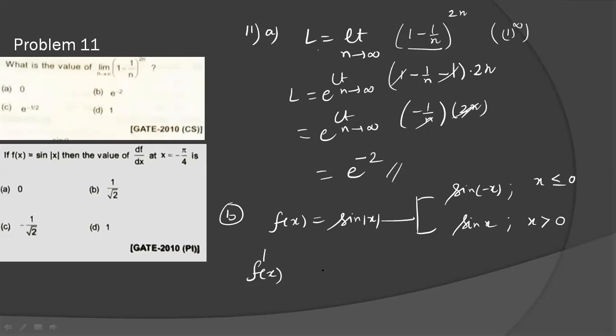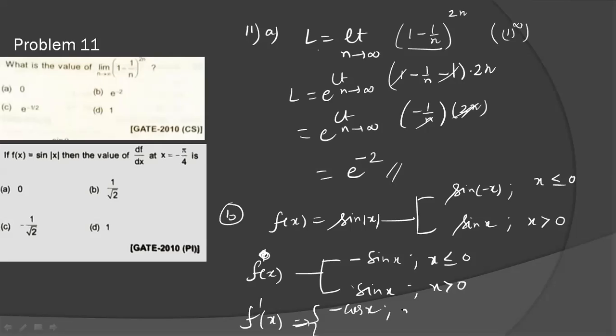If you differentiate it, it will be minus sine x when x is less than or equal to 0, and plus sine x when x is greater than 0. Now if you differentiate it, you will get minus cos x when x is less than or equal to 0 and plus cos x when x is greater than 0.